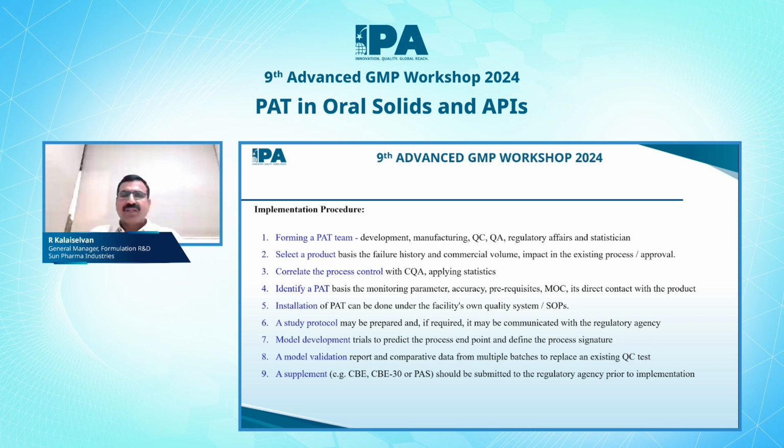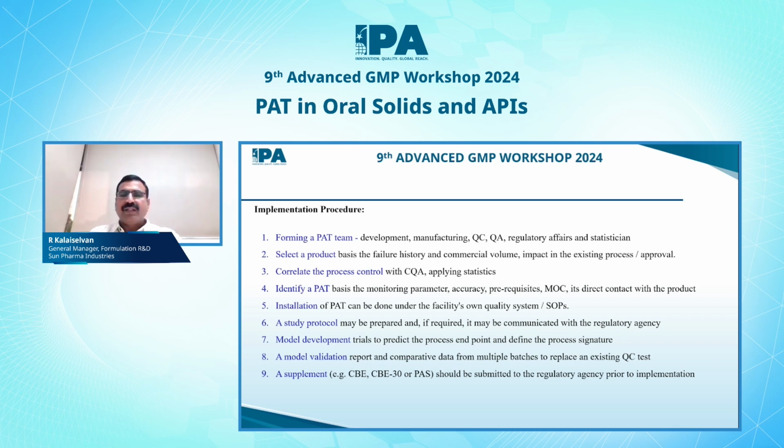Correlate the process control with the CQA, applying statistics, then identify a PAT tool based on the monitoring parameters, accuracy, prerequisite, and MOC. MOC, why? Because some probe may be in contact with the sample. In that case, we need a stainless steel pharma grade material, which is applicable for the probe that is in direct contact with the product.